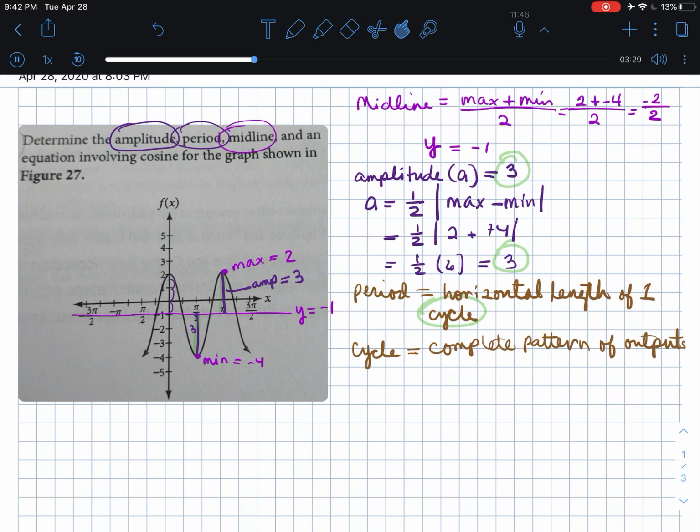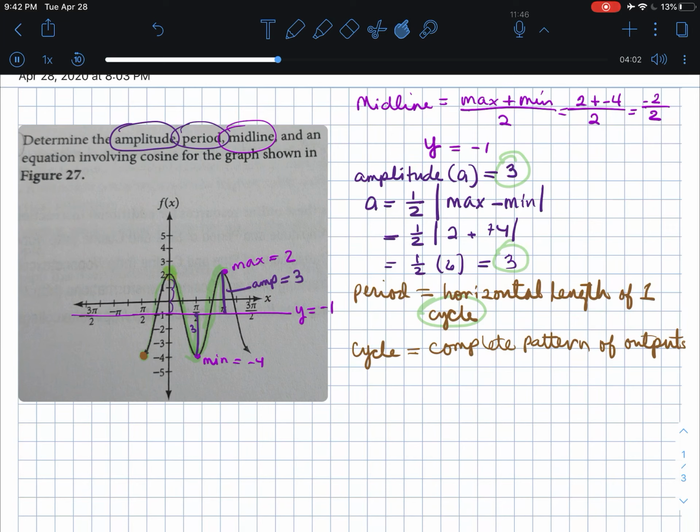So let us determine some of these cycles. Let's just say I start here. I'm not sure if you can see that. Let me change that to a darker one. So I start here, I go down and go up. So for me, that's one cycle. Or I can start here as well, going up and then going down. It's another cycle. And it says here, a period is a horizontal length of one cycle.